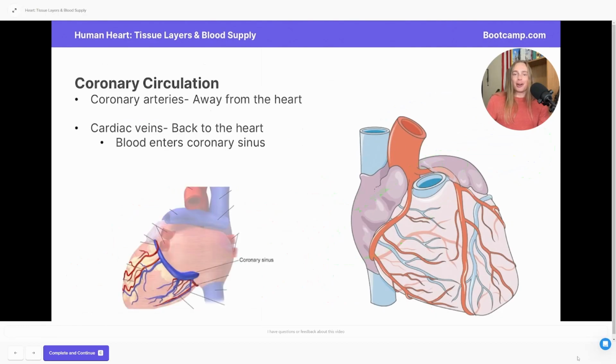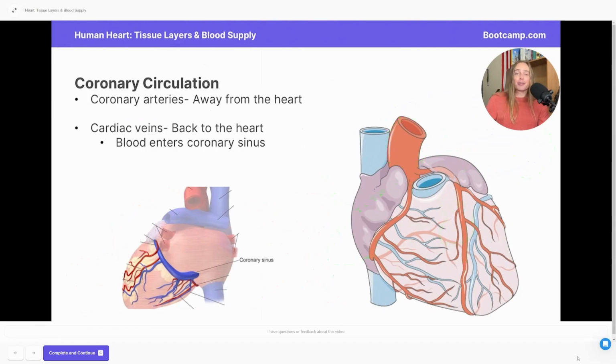Great, so hopefully you recall that arteries are going to take blood away from the heart and veins are going to deliver blood back towards the heart. So this means coronary arteries are going to deliver blood to the myocardium. Our coronary arteries can be seen here in red on this image, and we can tell these are the coronary arteries because they're coming from our aorta.